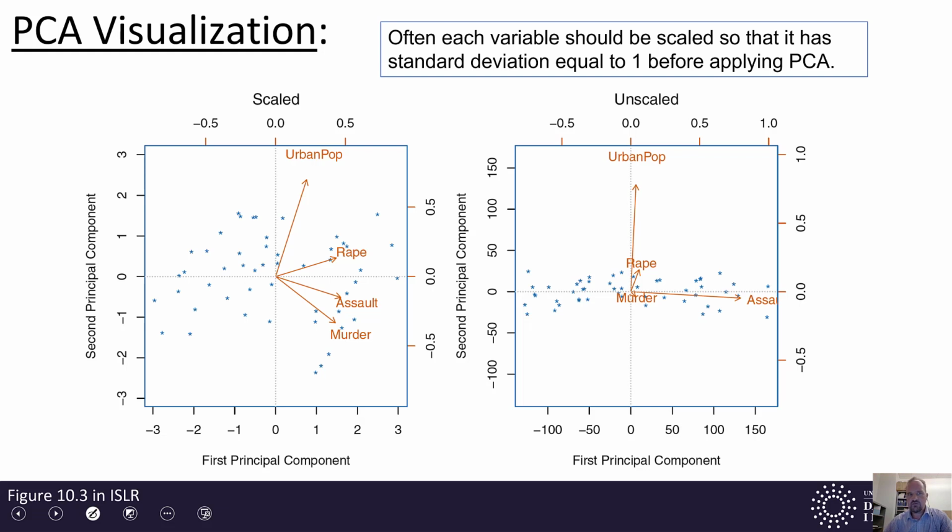Going back to our urban population US arrests data, the left-hand side is the scatter plot where the data is scaled beforehand, and the right-hand side is when it's unscaled. This is a reminder that we may want to scale the data before applying principal components.